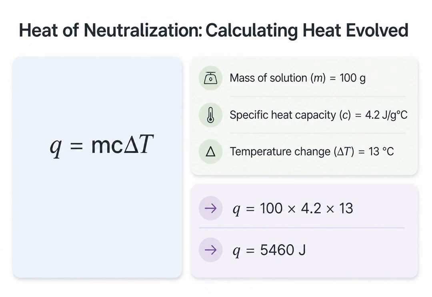We use the standard formula, Q equals mc delta T. The mass of our combined solution is 100 grams, the specific heat capacity is 4.2, and the temperature change is 13 degrees Celsius. Plugging these values into our calculator, we find that the heat evolved is 5,460 joules.